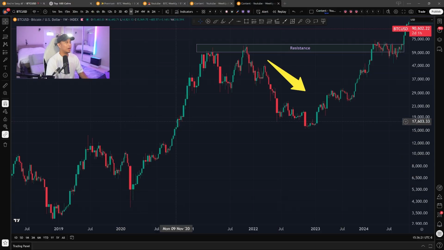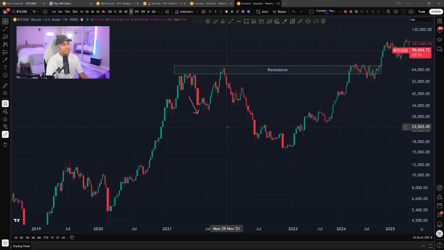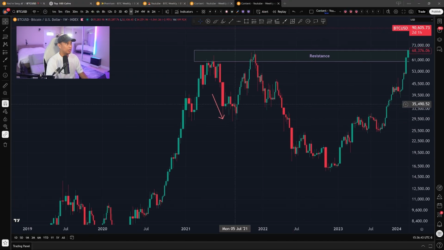So we rallied up and then price was like, oh, that's too much. And the market started selling off. It sold off here. Let me delete this. It sold off over here. Maybe put a thinner arrow down. It sold down here and then buyers stepped in, which you can see right here with these wicks.